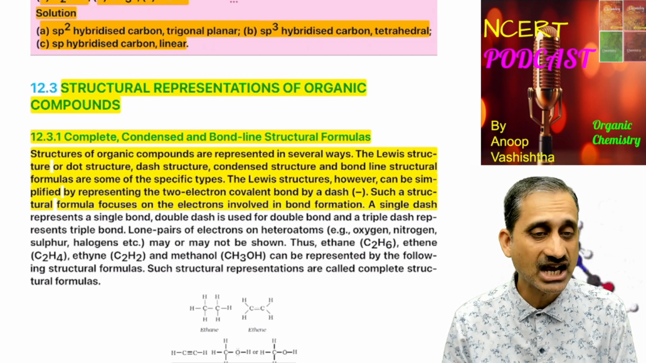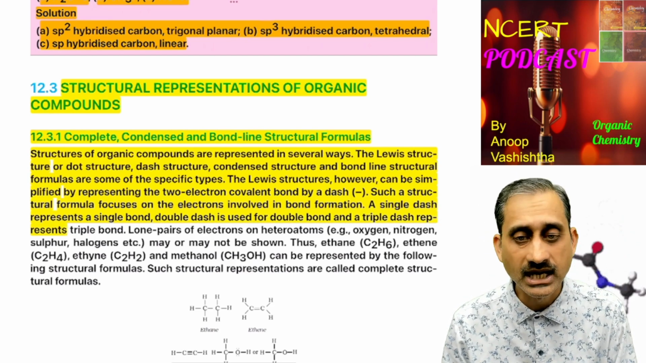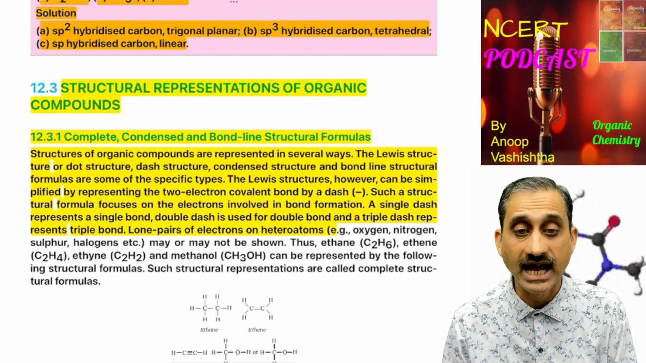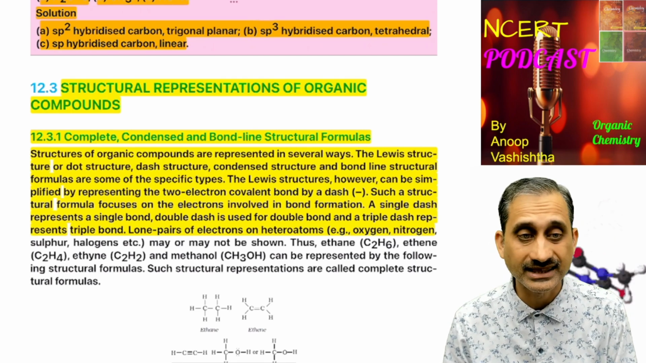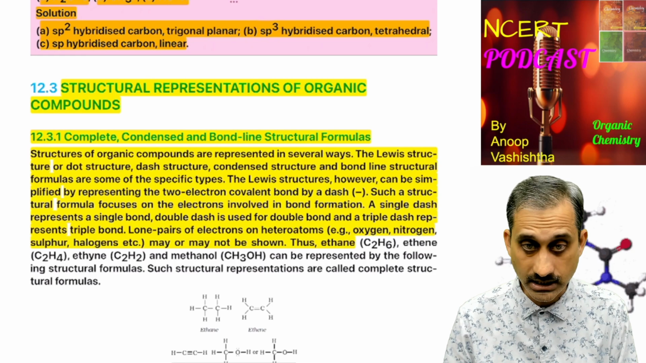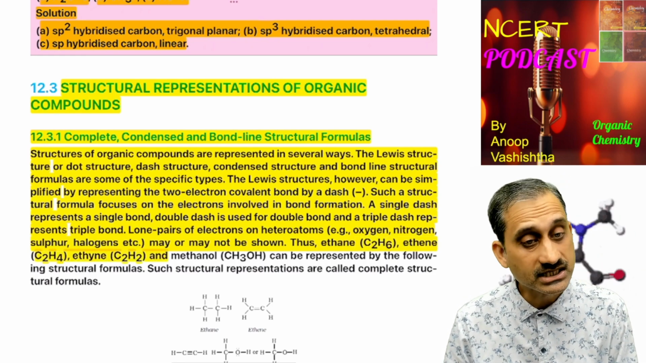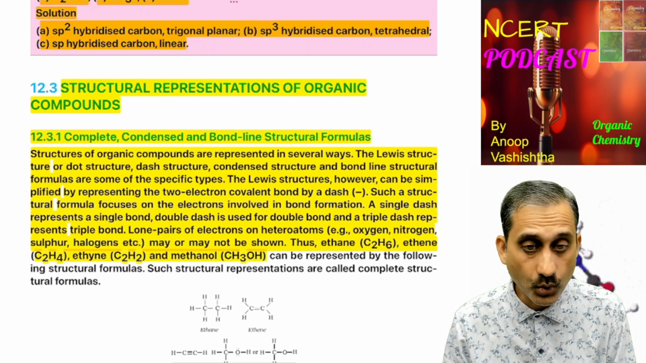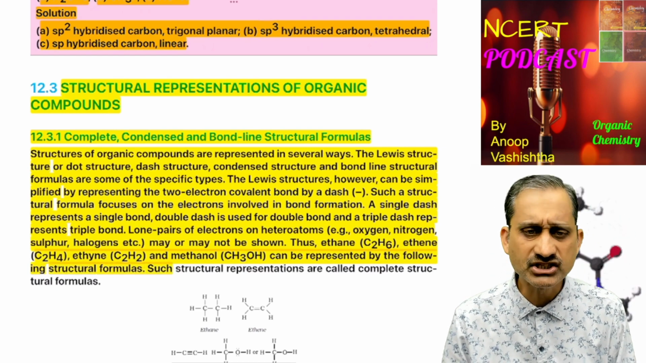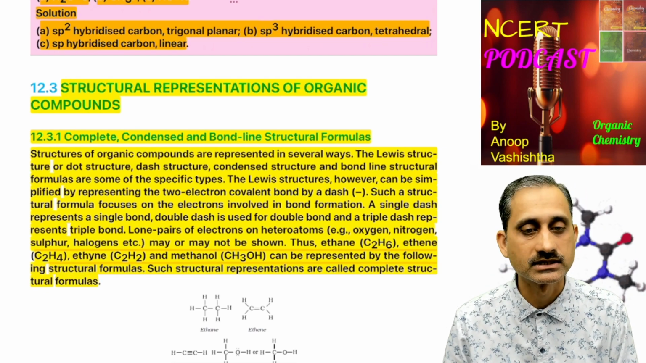A single dash represents a single bond. A double dash is used for a double bond and a triple dash represents a triple bond. Lone pairs of electrons on heteroatoms, for example oxygen, nitrogen, sulfur, halogen, etc., may or may not be shown. Thus, ethane C2H6, ethene C2H4, ethyne C2H2, and methanol CH3OH can be represented by the following structural formulas. Such structural representations are called complete structural formulas.